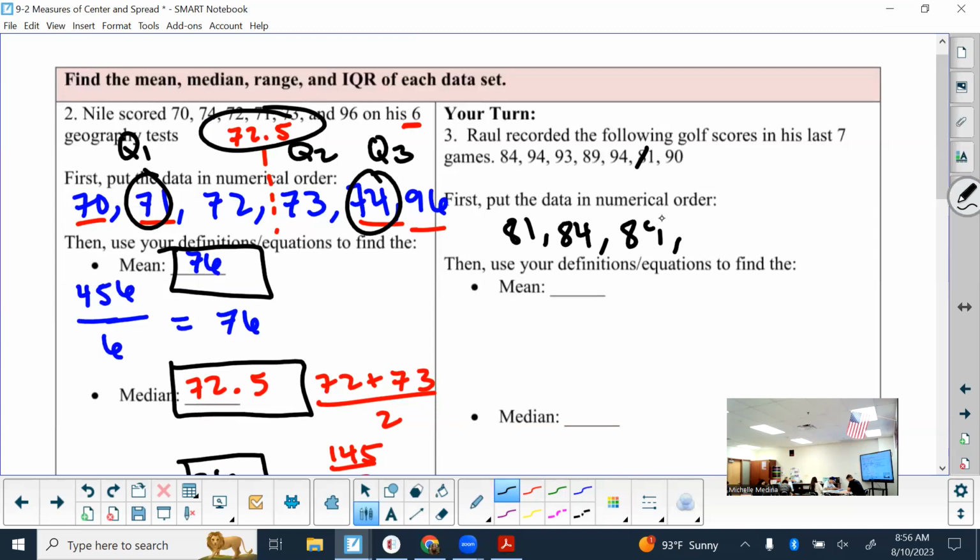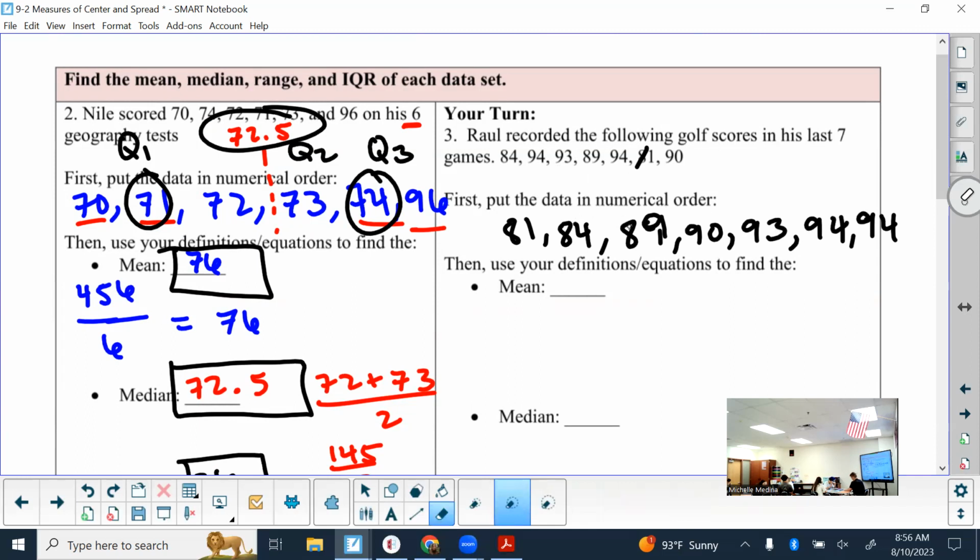All right, so 81, 84, 89, then 90, then next would be, and then, do I only write that 94 once? Twice. Okay, so if there's duplicates, make sure you include all those duplicates. So that should be 7, because it said that's what he scored in 7 games. And I do have 7. So I'm just going to make this one look more like.